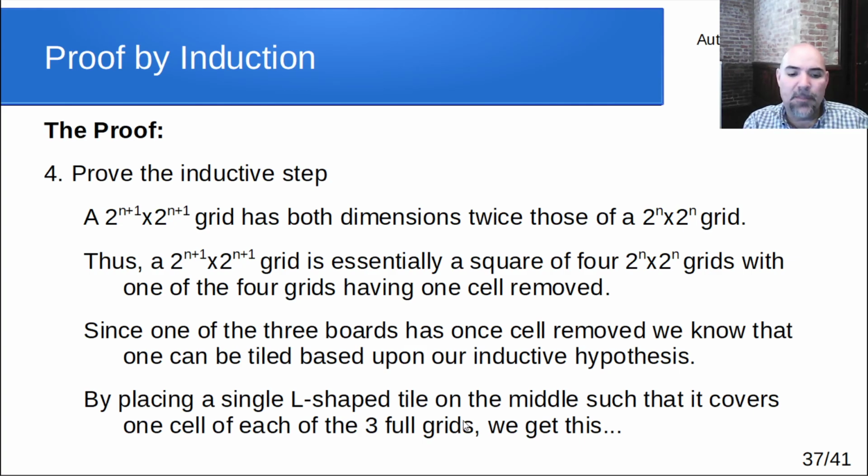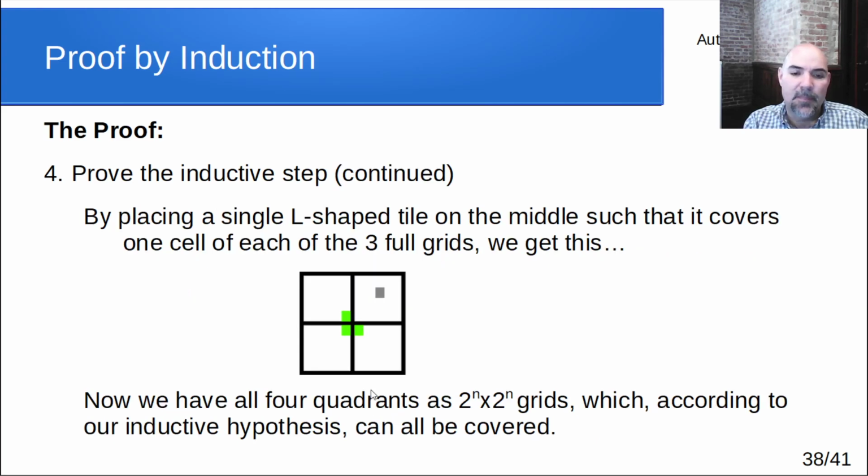And that means we'll get something that looks like this. So here, the gray cell was the one that was removed. That had to end up in one of the 4 quadrants. And then we're going to take the first tile we lay down and put it so it touches one cell of each of the other 3. And now notice that because of that, all 4 quadrants are a 2 to the n by 2 to the n grid that have a single cell removed. That one has the original one removed, this one has 1 removed, that one has 1 removed, that one has 1 removed.